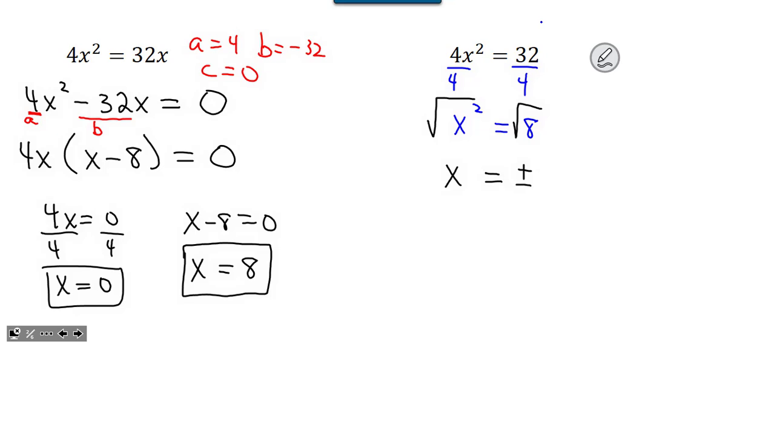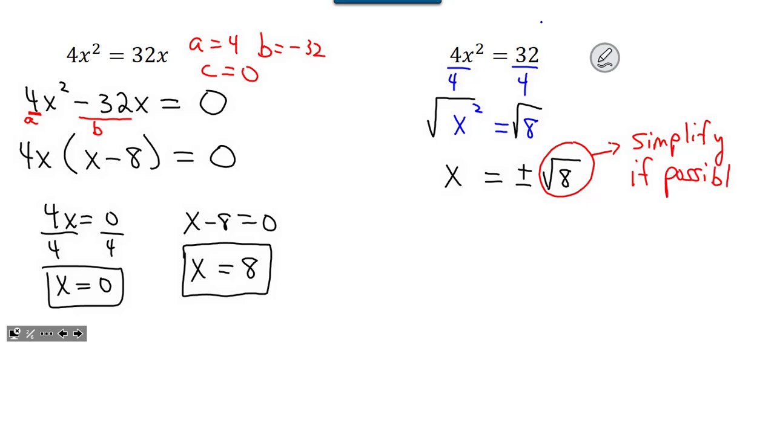And then I have the square root of 8. So x equals plus or minus the square root of 8. Now it's good that you got to that point, but you always want to make sure and look at this radical and ask yourself, can I simplify this? So if possible, you want to simplify what is underneath that radical.